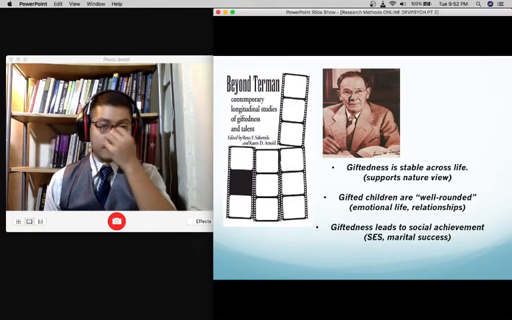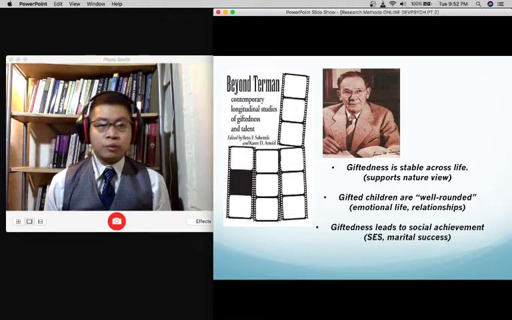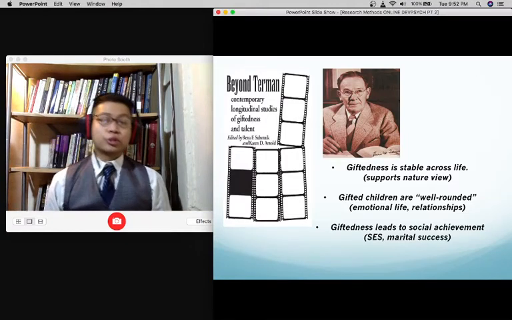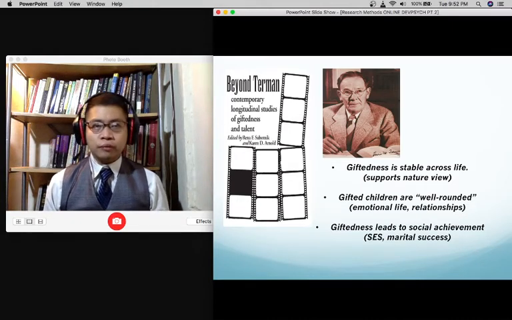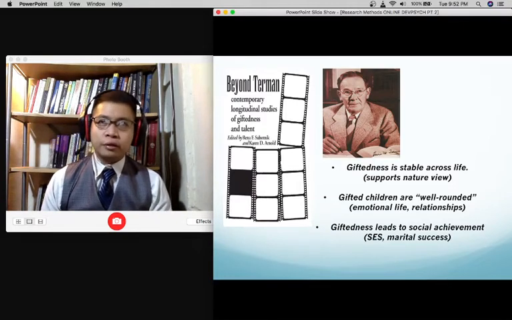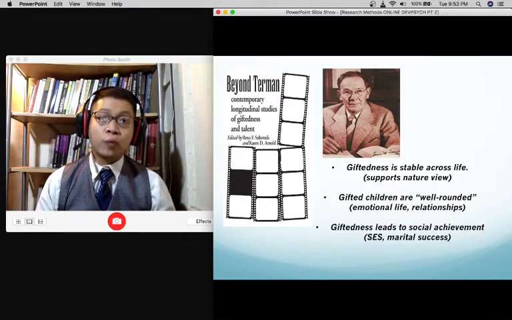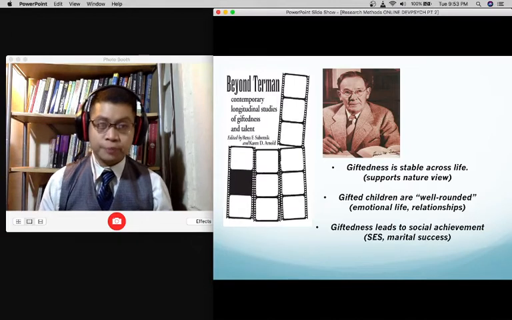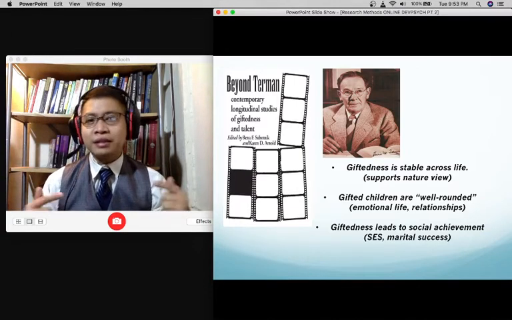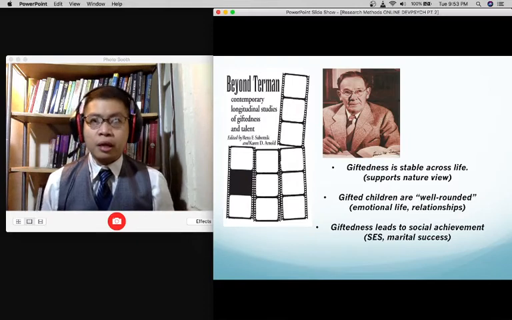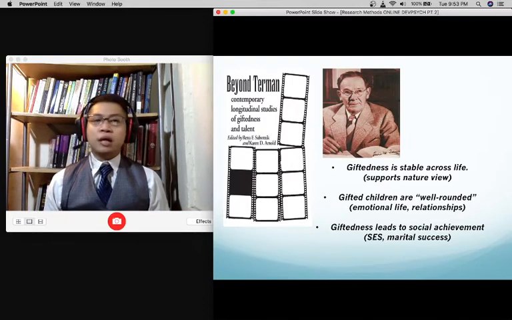Third bullet, based on the longitudinal research, Louis Thurman found out that giftedness leads to social achievement. If you follow them up through the years, most gifted children become wealthy. In fact, he compared the wealth of gifted children to non-gifted children, and he found out that the total amount of wealth in terms of dollars ng mga gifted children are in the top 3% of the entire American population. Meaning, yung mga pinakamayayaman sa America, most likely, are gifted ones.